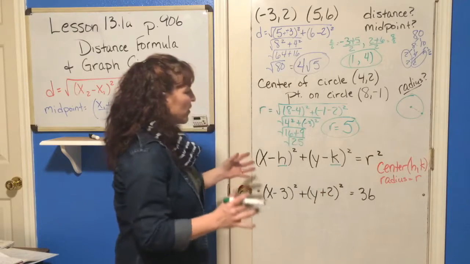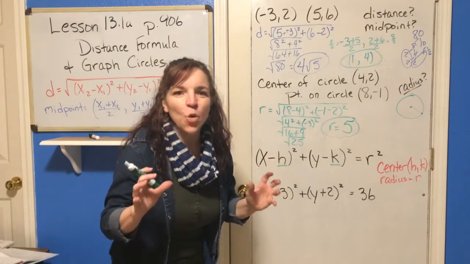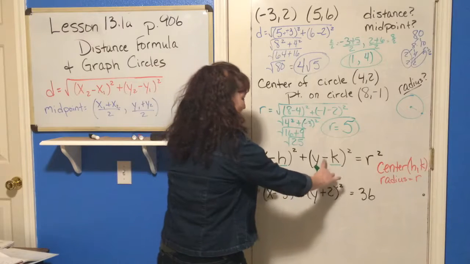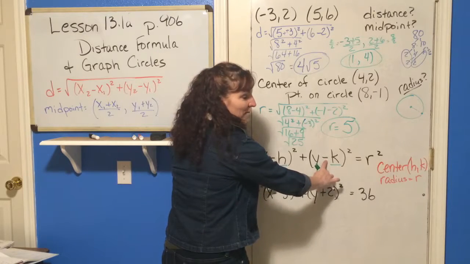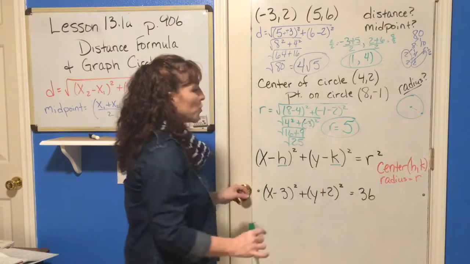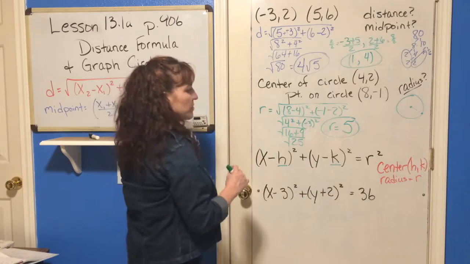Now be careful. The only tricky thing about this whole thing is that your h and your k are opposite of what they look like. Okay? So be careful about that. Just watch out. All right?